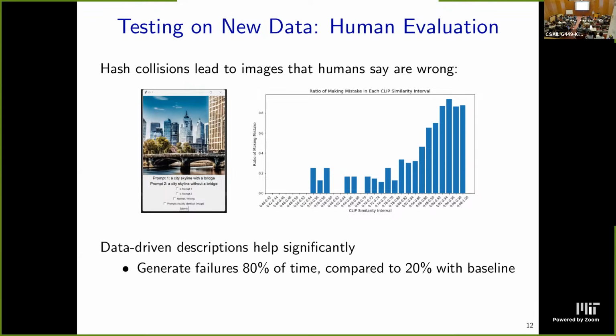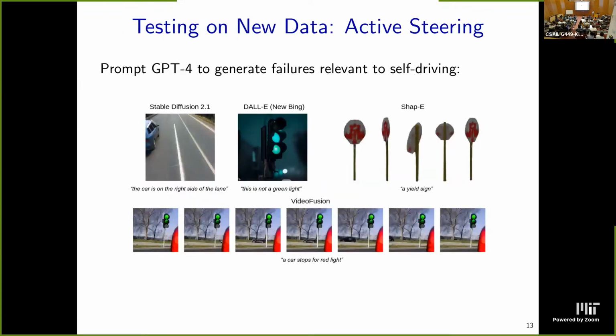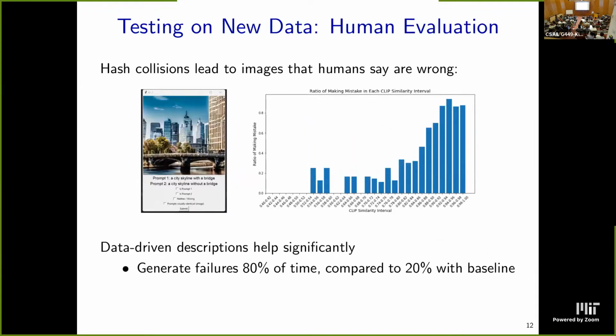If we compare this to a dummy setup where we just ask GPT-4 to brainstorm hypotheses about ways that CLIP might fail without seeing the data, and then use those hypotheses, you only get a 20% failure rate. So the data is really helping in a significant way.